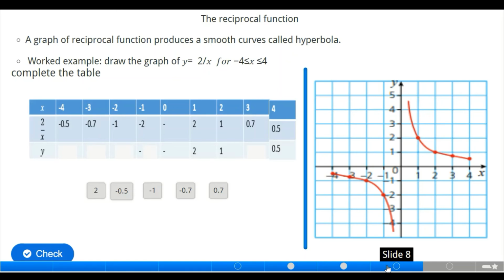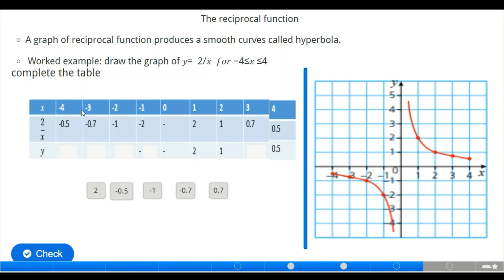minus 4 to plus 4. So we have to draw that graph. Now let's prepare the table, minus 4 to plus 4 for x. Now when x is minus 4, what we need to do here is we slot it here and we have 2 divided by minus 4. So 2 divided by minus 4 will give us what?